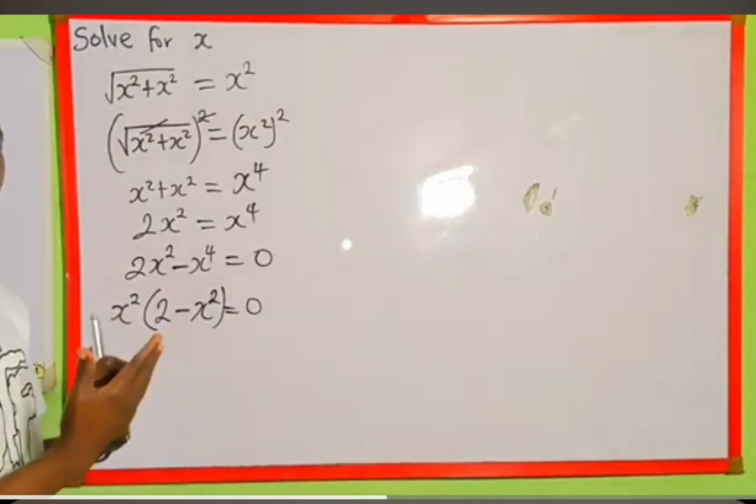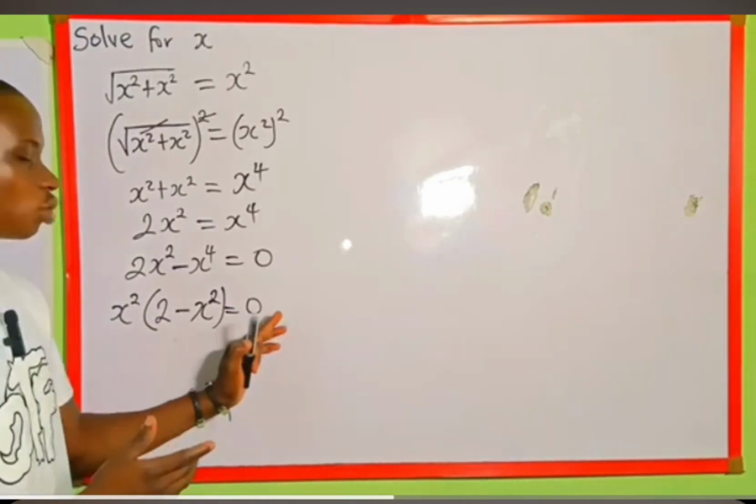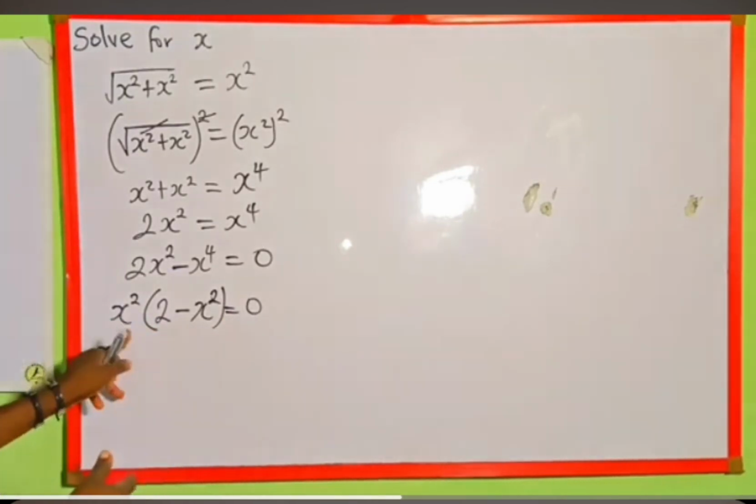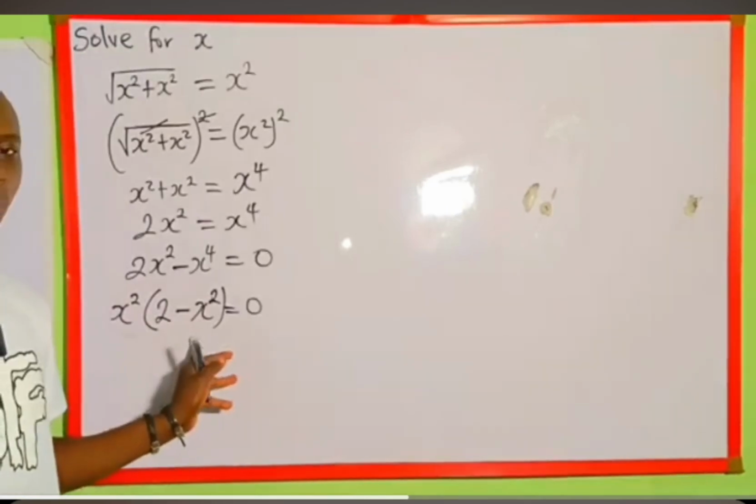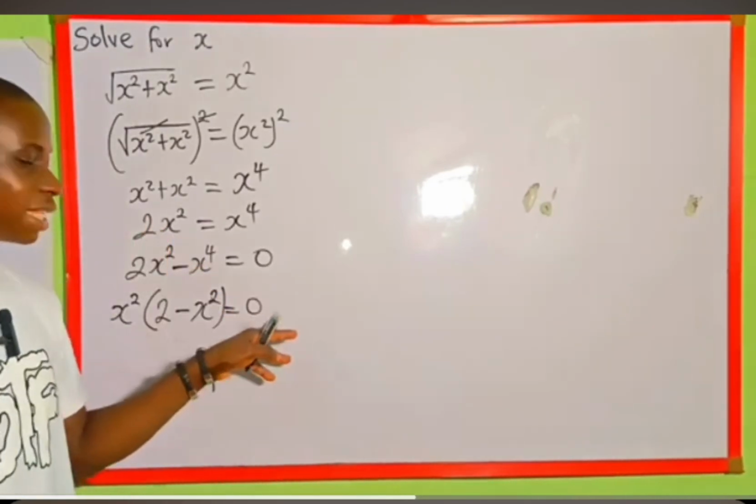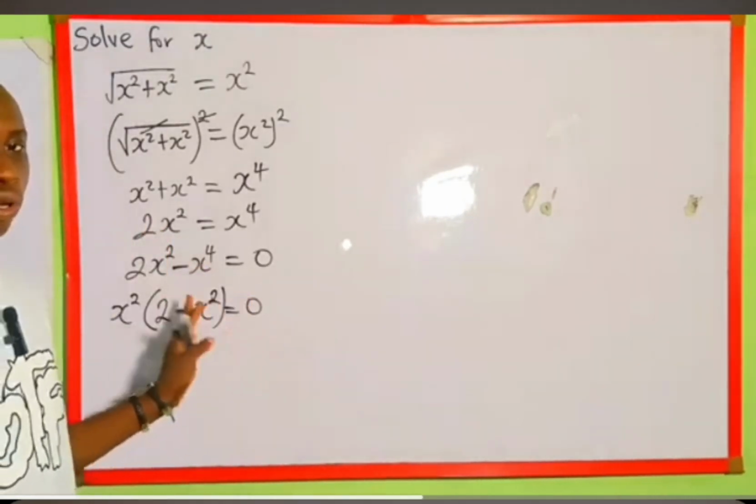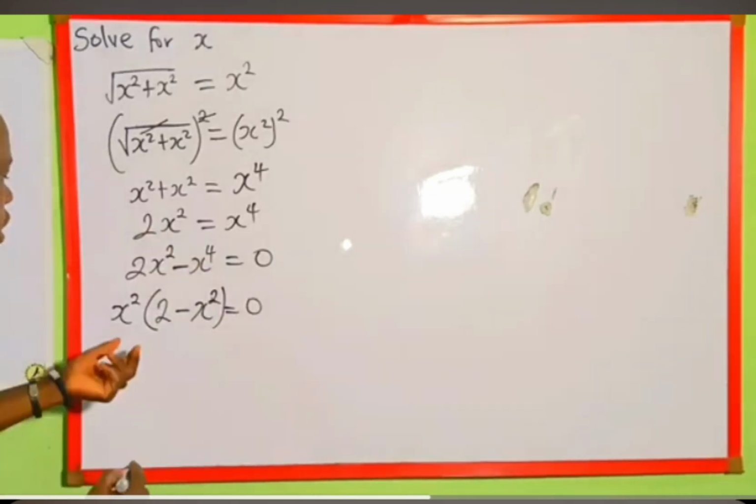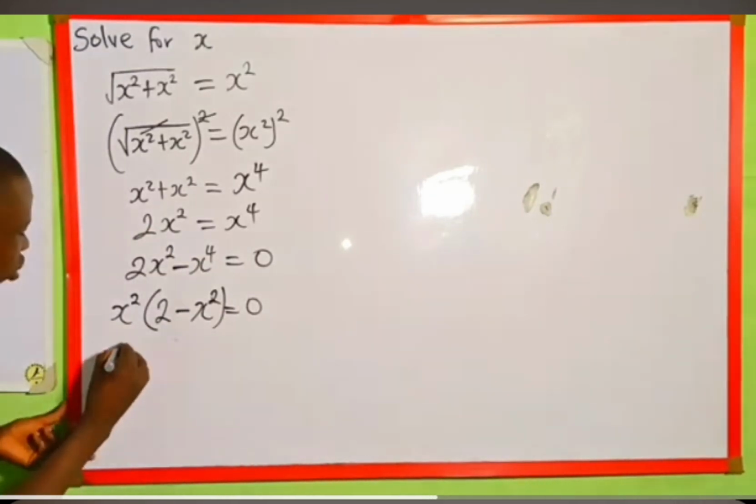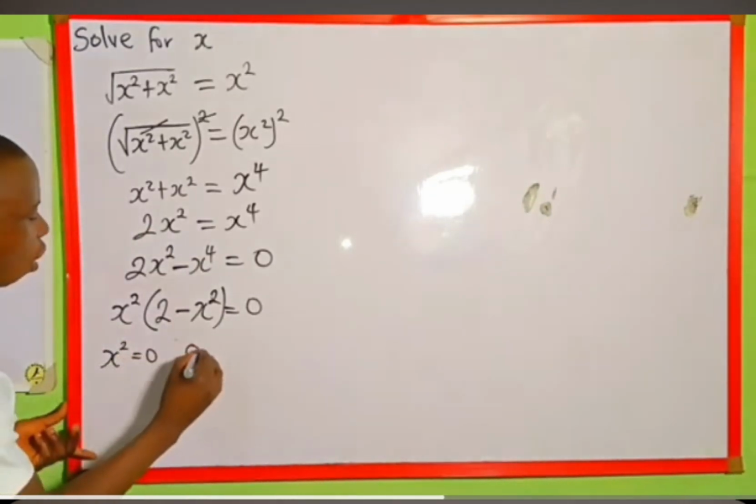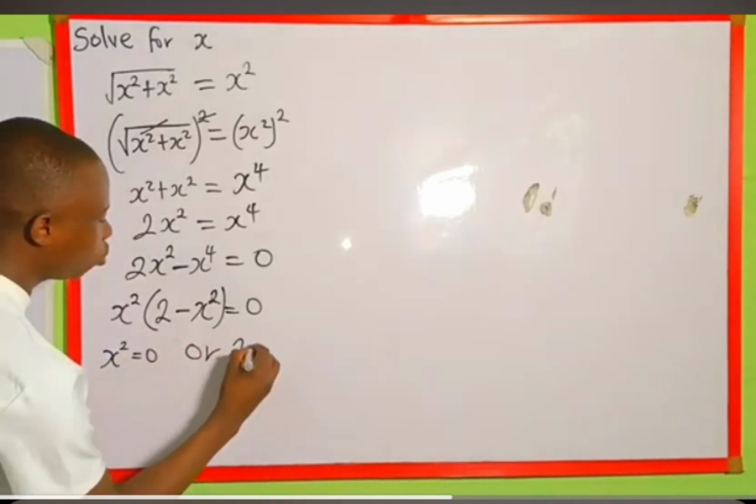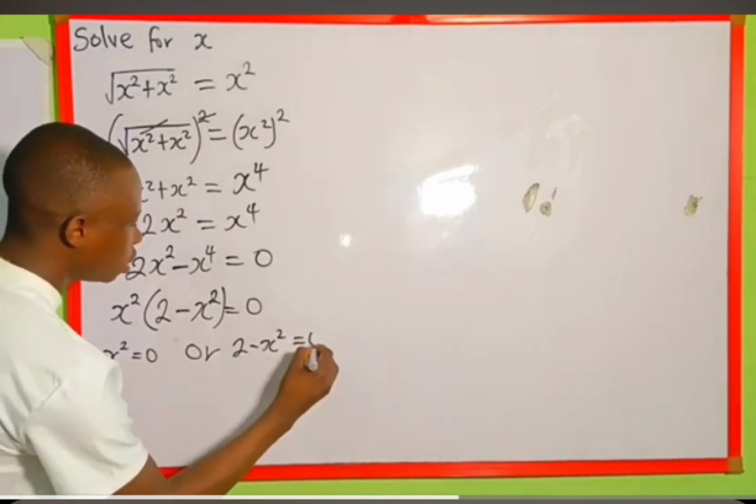When two terms are multiplied together and equal to 0, either the first one is 0 or the second one is 0. One must be 0 before the right hand side can be 0, but we don't know which one is 0. So what we're going to do is to equate the first one, x squared, to 0, or the second bracket, 2 minus x squared, to 0.